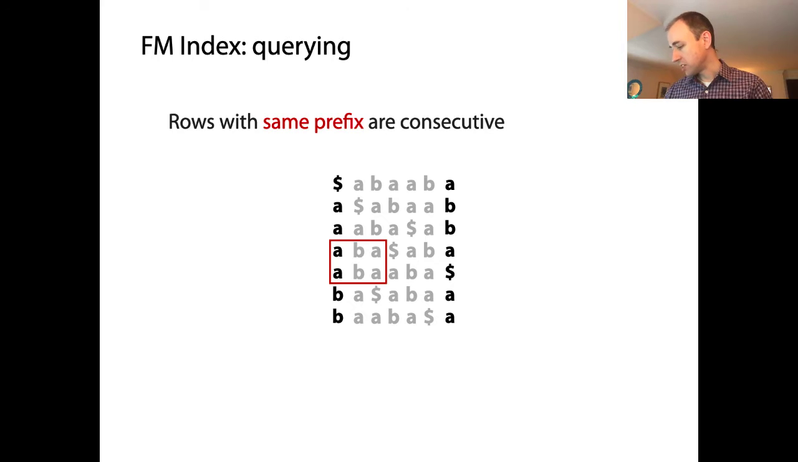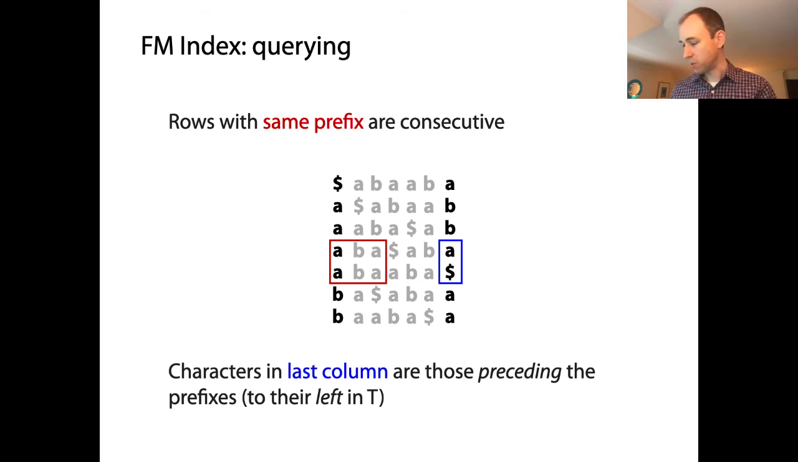The other observation is about the last column of those rows. If I have the rows that start with ABA highlighted here, then what I can see in the last column for those rows is the characters that come just before those occurrences of ABA. So one of those occurrences of ABA is preceded by A, and one of those occurrences of ABA is preceded by $. Okay? So the rows that have the same prefix are consecutive, and if we look in the last column of those rows, what we're seeing are the characters that come before.